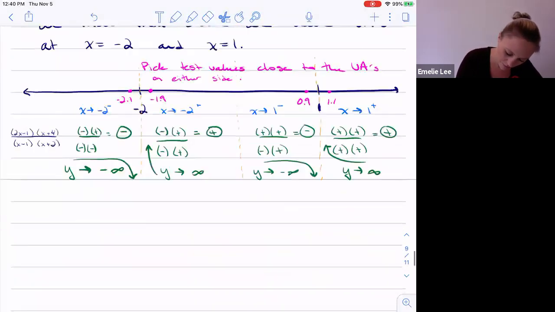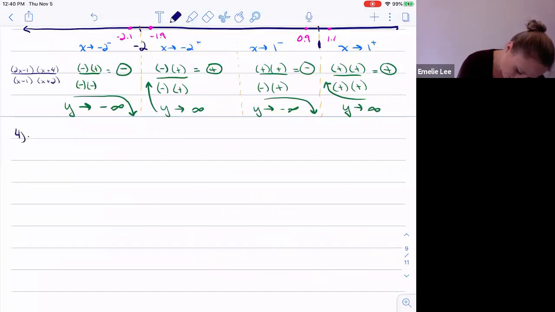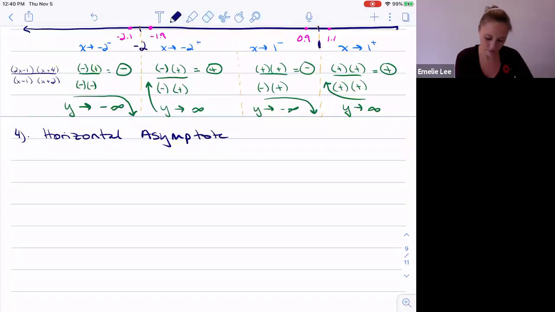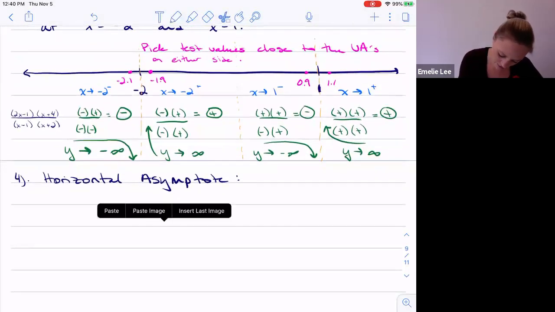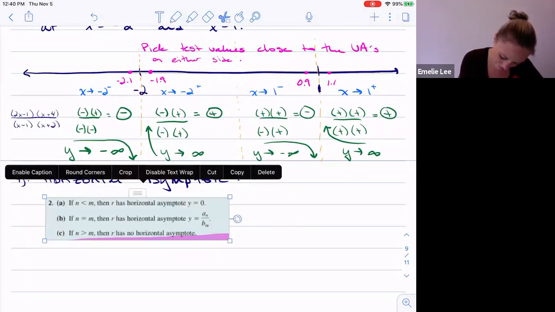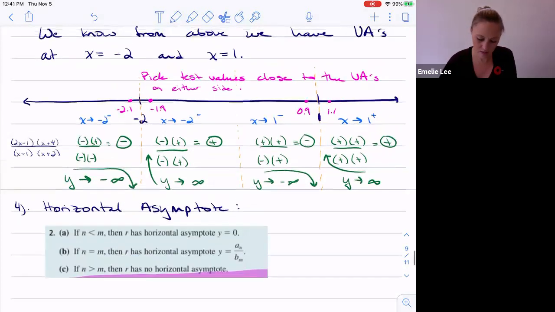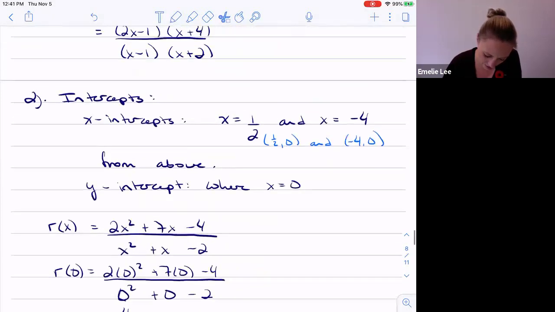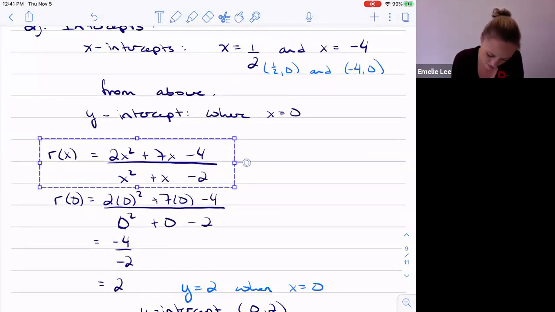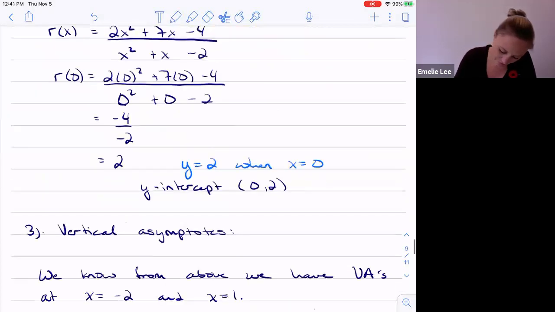Could write a summary, I guess, too. Step 4, horizontal asymptotes. We'll just have one. So here we have to remember, oops, this image. In our case, right, let's go back and look at our original equation here. R of x is this one. Okay.